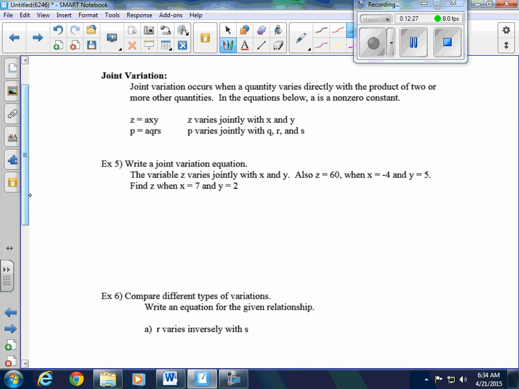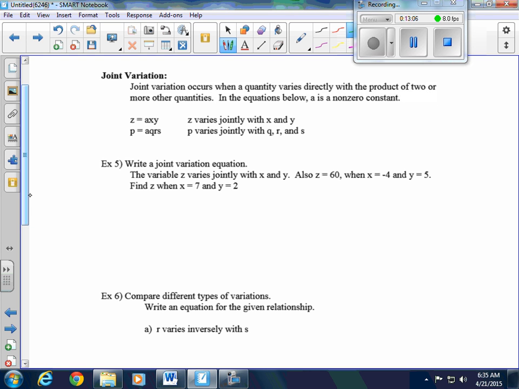The last thing we're going to talk about today is something called the joint variation. So we've talked about direct variations, we've talked about inverse variations, and now we're talking about joint variation. So joint variation occurs when a quantity varies directly with the product of two or more other quantities. So a joint variation is like a direct variation, only we're going to multiply by a couple of things rather than just one. So in the equations below, A is a non-zero constant, because once again, A can't be zero because that would make everything zero and we wouldn't have anything.